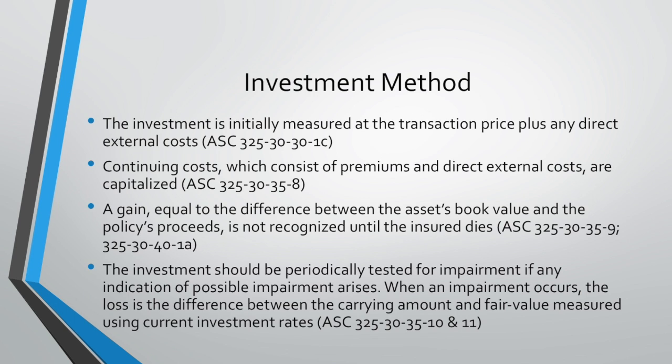The investment is initially measured at the transaction price plus any direct external cost. Continuing costs such as premiums and other direct external costs are capitalized as well. A gain will not be recognized until the insured dies under the investment method. At that point, the gain would equal the difference between the asset's book value and the policy's proceeds. The investment will be tested for impairment if any indication of impairment arises. When an impairment occurs, the loss is the difference between the carrying amount and the fair value measured using current investment rates.